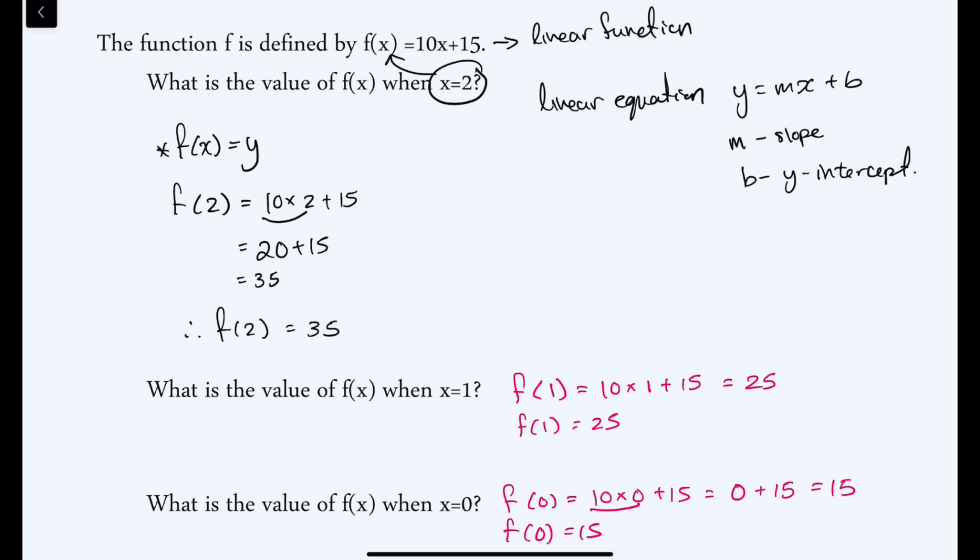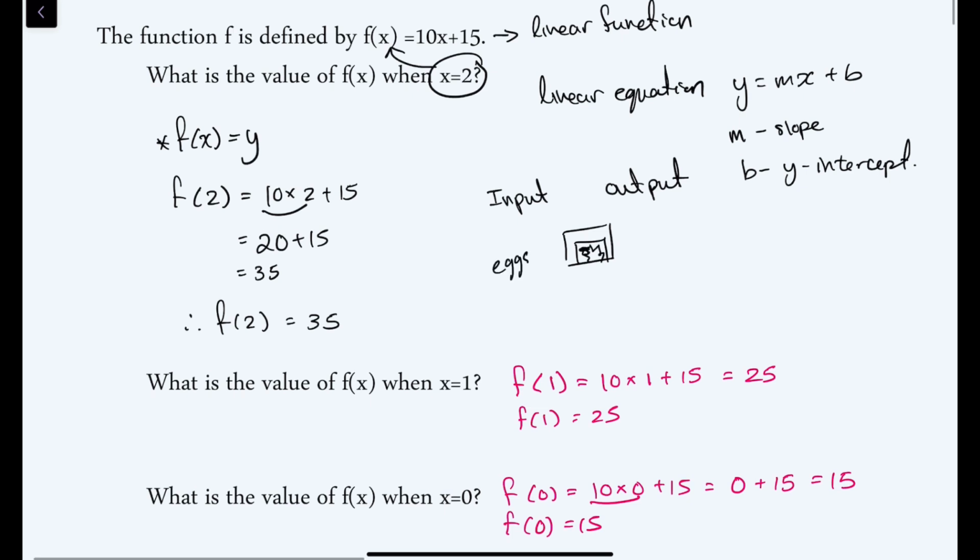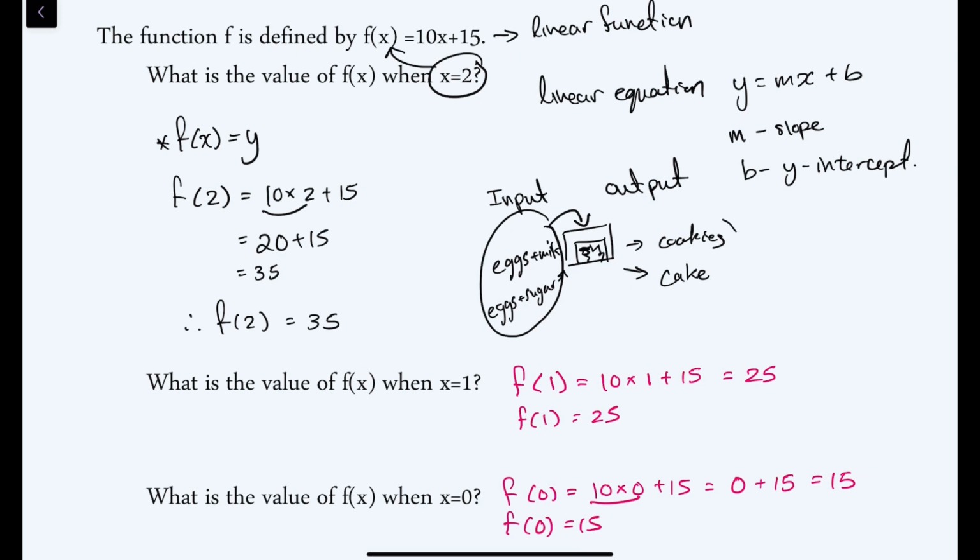Now, if this is still confusing you, you can think about this as an input and output table. And here, we have some sort of oven, right? And say the flames are in here. If you put in eggs and milk into the oven, you get cookies. If you put eggs and sugar, for example, into the oven, you get cake.